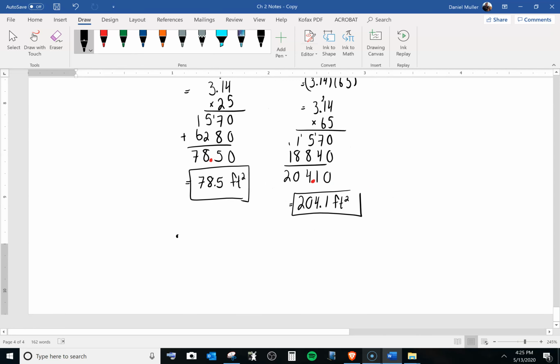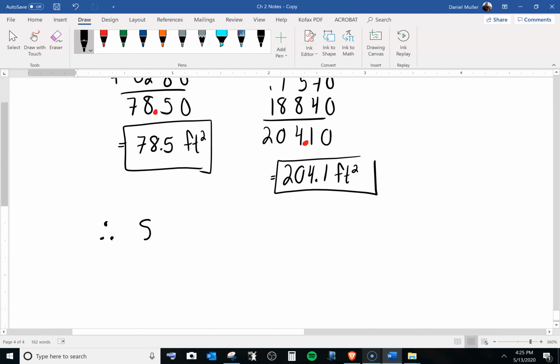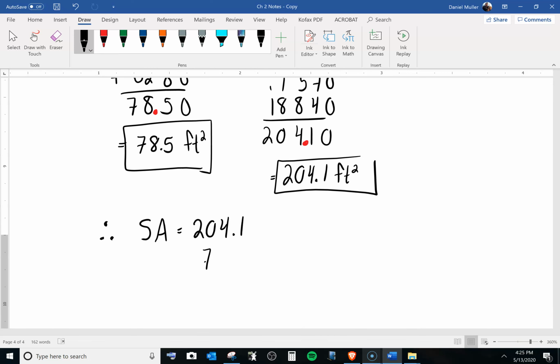So therefore, the surface area, the area of all the surfaces, is going to be 204.1 and 78.5, and we can add those. So that's a 6. 8 plus 4 is 12. That's an 8, and that's a 2. So you get 282.6 feet squared.